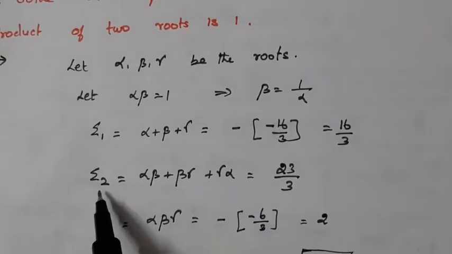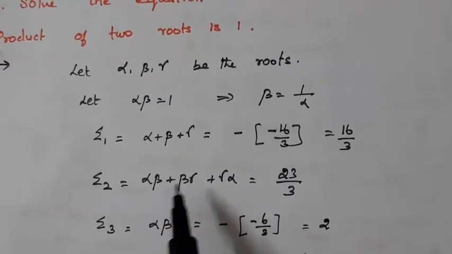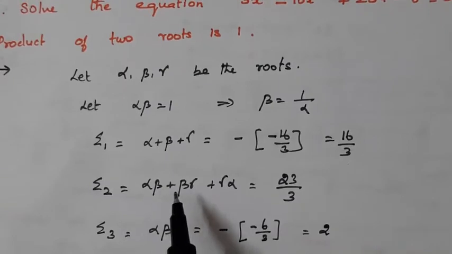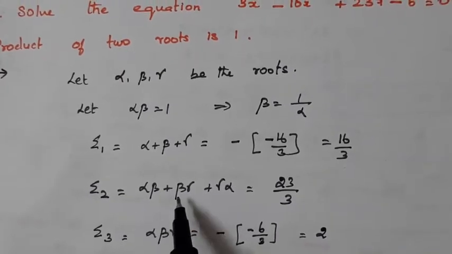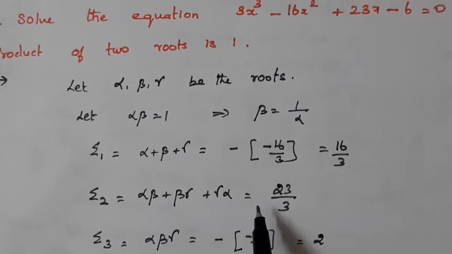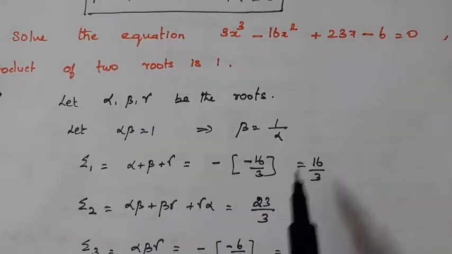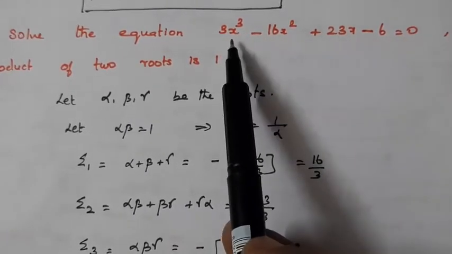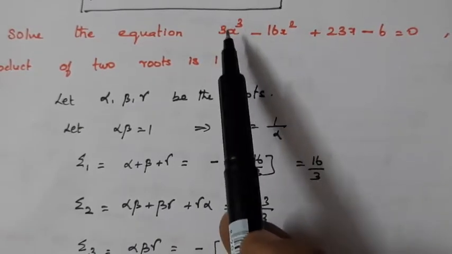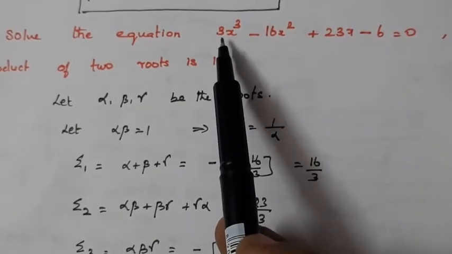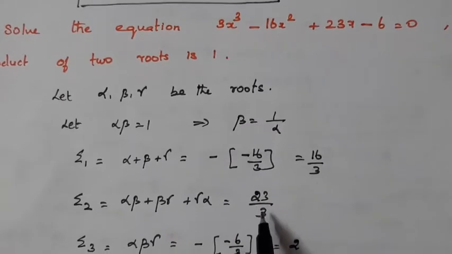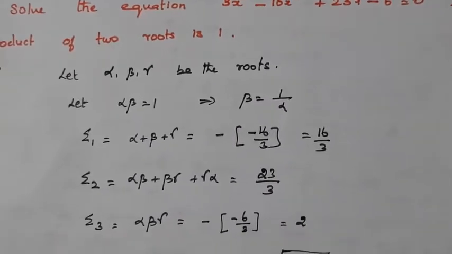Okay. Then sigma 2 is nothing but sum of the product of the roots taken 2 at a time. So, alpha beta plus beta gamma plus gamma alpha, that is equal to, alternating minus plus, it will take the sign plus and it will be the coefficient of x divided by coefficient of x cube, because it is not a monic polynomial. That's why we are dividing by the coefficient of x cube. So, it is equal to 23 by 3, right.